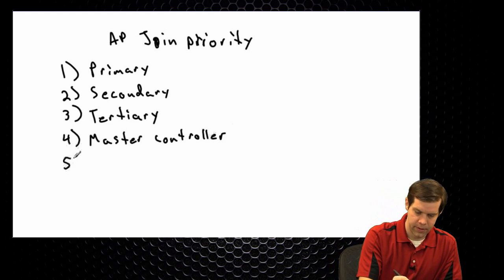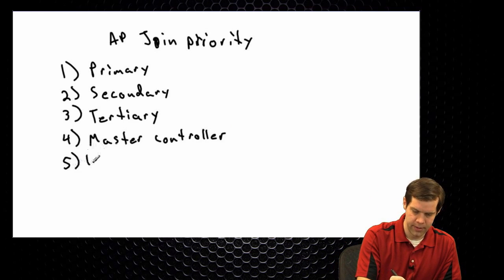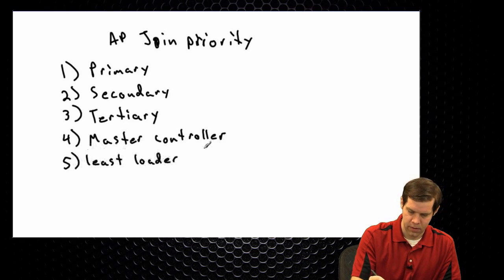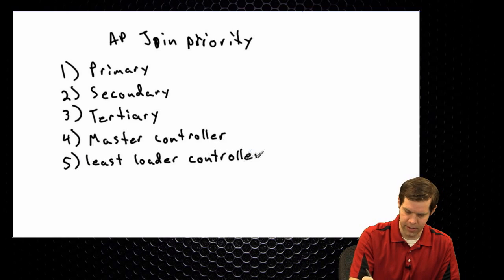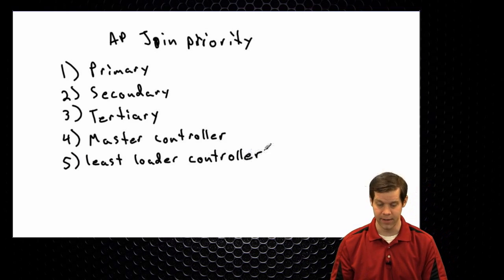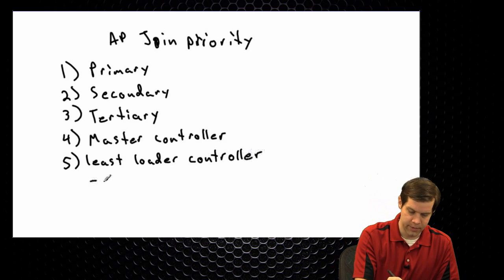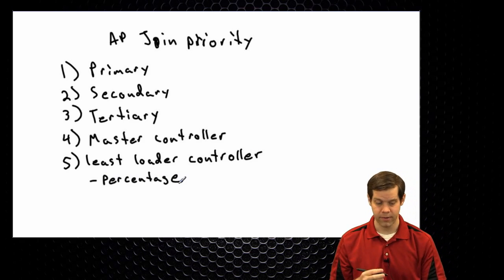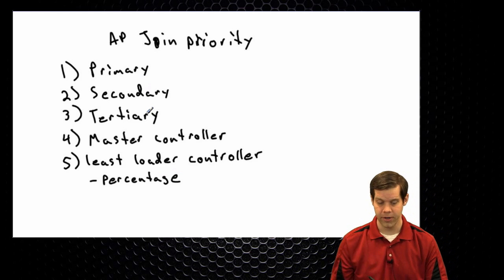Last one we have is going to be the least loaded controller. And it's not the one that hasn't had the most to drink. It's the one that has the least number of APs in relation to the number of licenses that it has. So this is on a percentage basis. So let's say we had 2 controllers, and it wasn't primary, secondary, tertiary, it wasn't a master controller, so we're at this last one here where it's the least loaded.